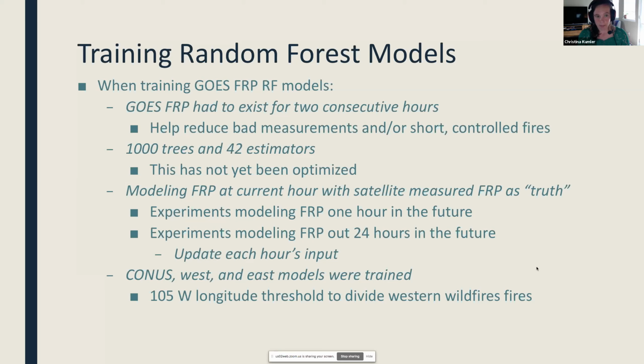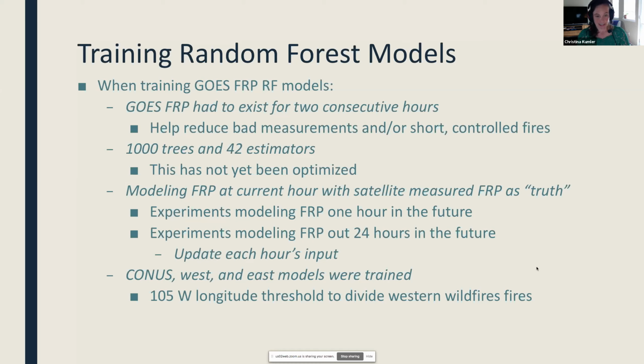All of my random forest models were trained with 1,000 trees and 42 estimators. I realize this has not yet been optimized. We're still trying to decide which variables we want to include, because we need to make sure we pick variables that are ready in real time. I treated the satellite measured FRP as truth. I created a model to model FRP at the current hour. I created a model to model FRP at the next hour. And I messed around with using that next hour model to map out 24 hours in the future, but I chose not to show these results.